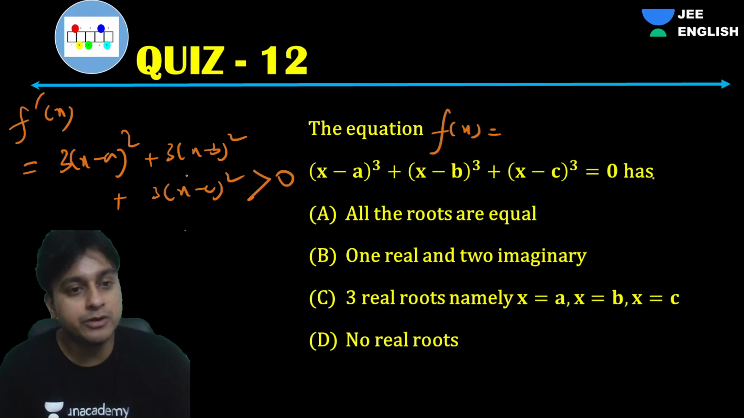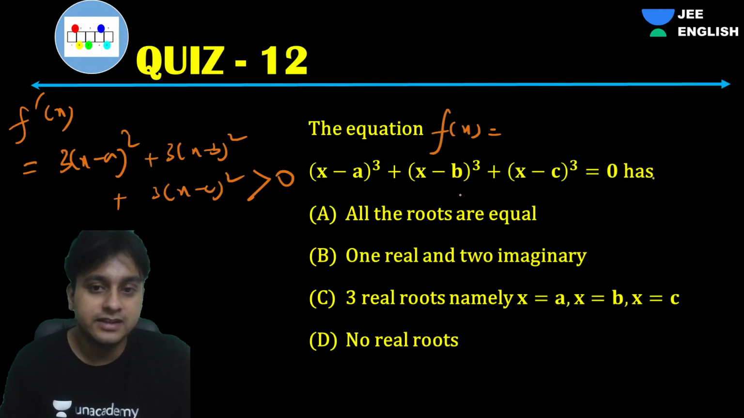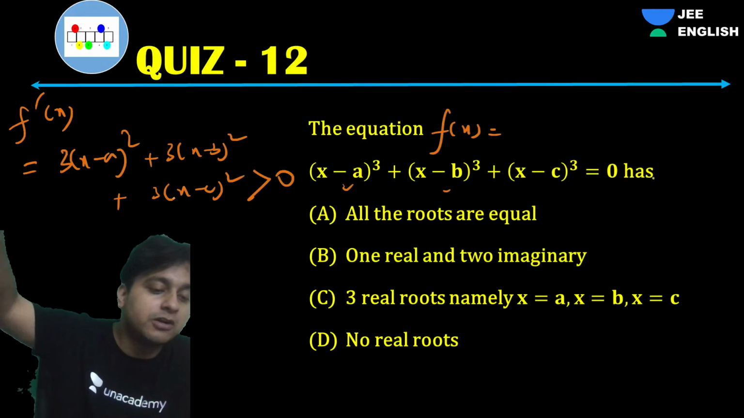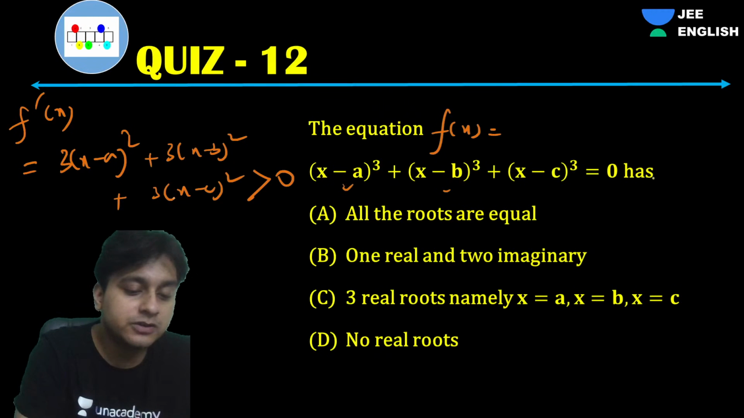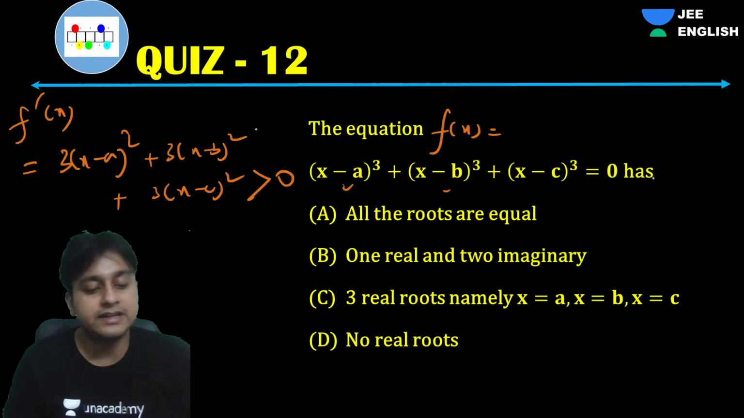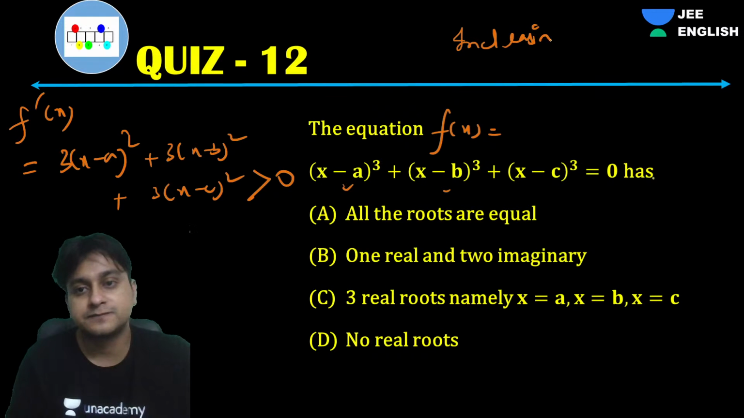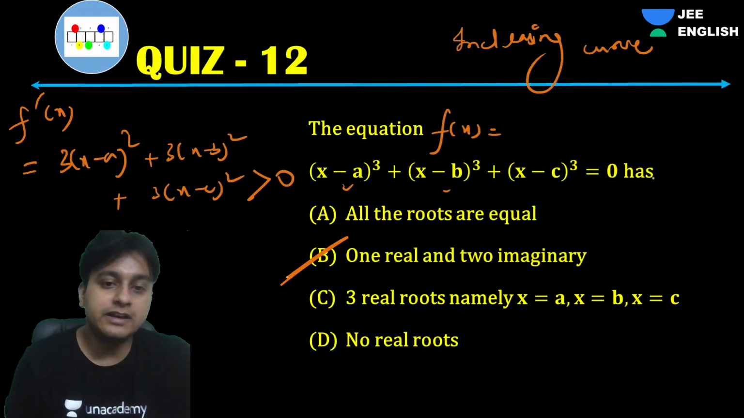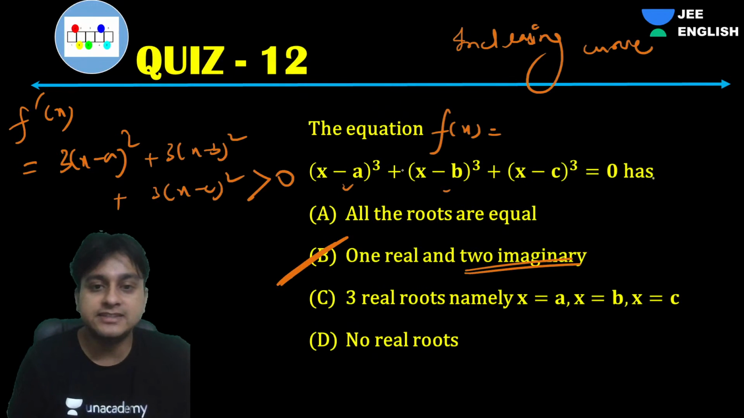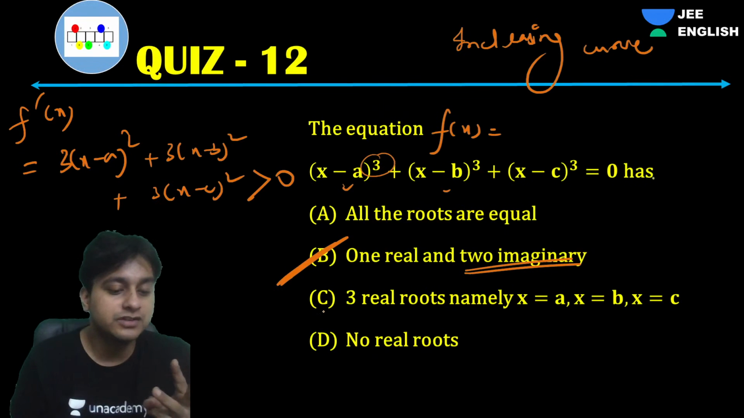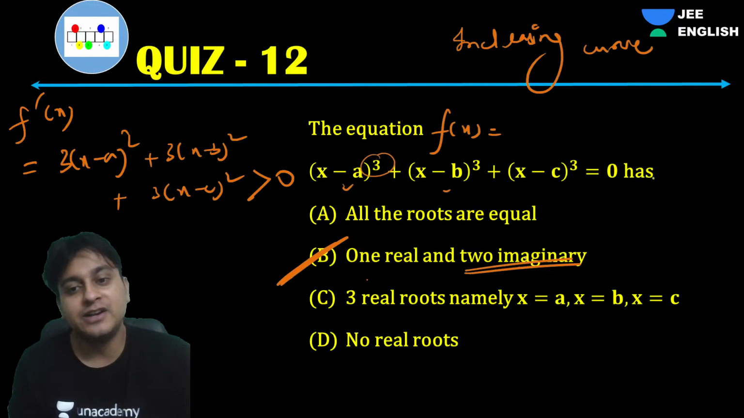Can you make it 0? No, because a, b, c are distinct numbers. Not at one time, you cannot make all 0, right? So guys, we can say that this is throughout greater than 0. It's an increasing curve. Understood? So we'll have one real and two imaginary. As it is a cubic, it will have 3 roots, isn't it? So one real and two imaginary.